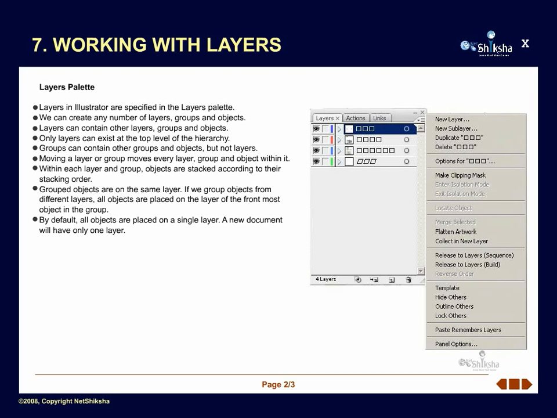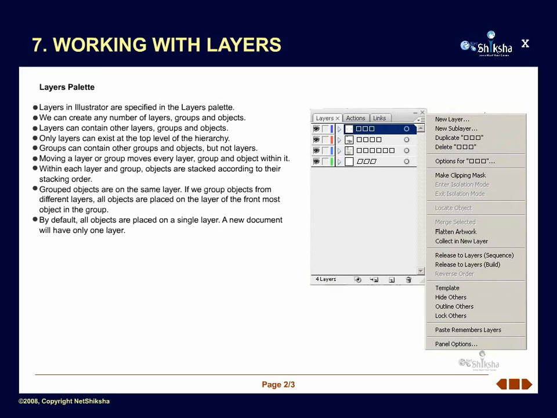Layers palette. Layers in Illustrator are specified in the Layers palette. We can create any number of layers, groups and objects. Layers can contain other layers, groups and objects. Only layers can exist at the top level of the hierarchy. Groups can contain other groups and objects, but not layers.